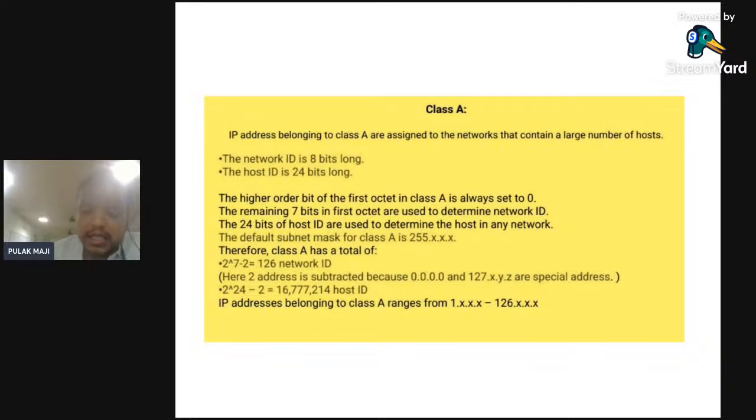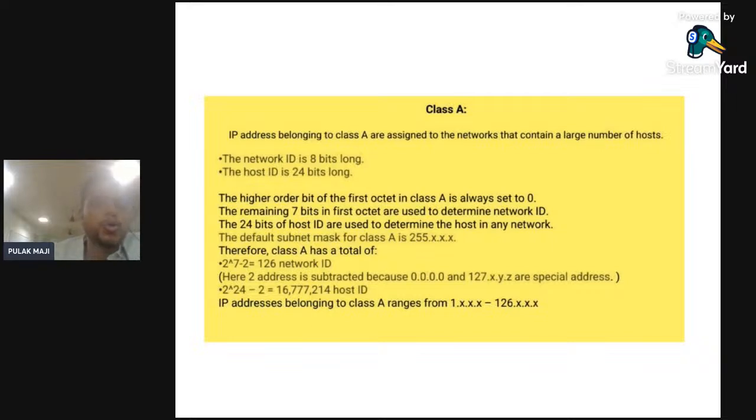Similarly for class C, what is the range? 192 to 223. That is very basic, and hopefully you can easily find it out. In class C, how many bits are reserved for the prefix? That is 110, and then for the remaining 5 bits you apply the same process as in class A and B, and you can easily find these ranges.